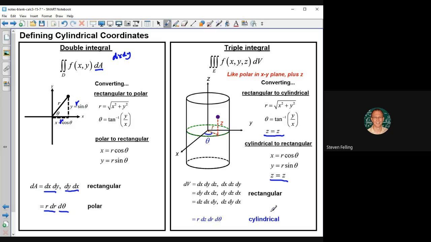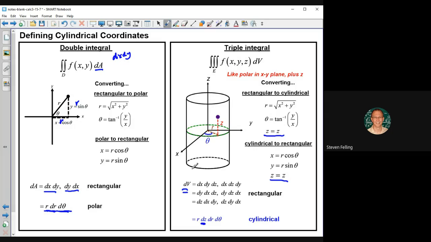When we do that, we get a cylindrical coordinate system. And so you would have your r dr d theta element, but then also times dz to make your dv element. And it's really arbitrary which one is the circular cross-section and which axis is the axis of symmetry.